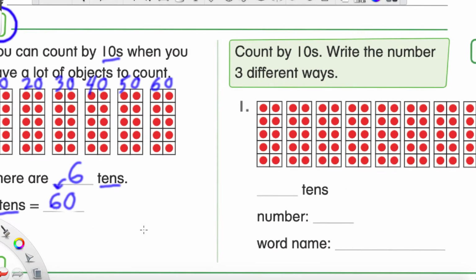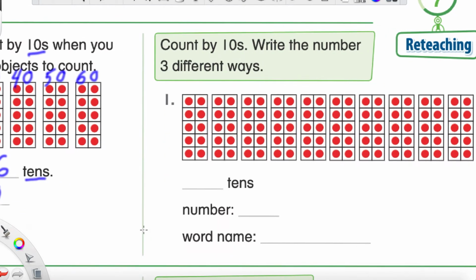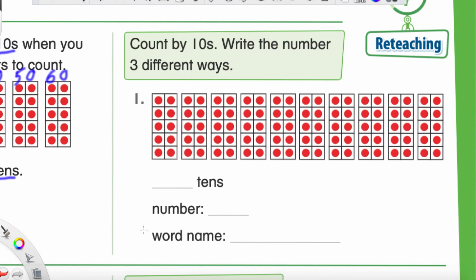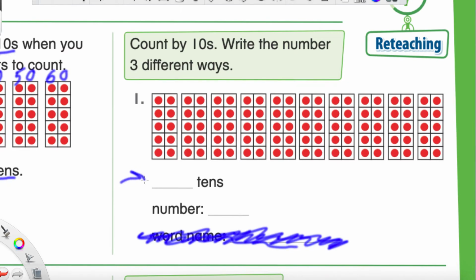So I want you guys to try number 1 on your own. Okay, and remember, for my class, I am not going to worry about how to write the word of the number. I'm not going to worry about that. So you can just put a little scribble on that and don't worry about it. So the first part is, for right here, they want you to write down how many tens or how many 10 frames are in this picture. How many tens do you see?